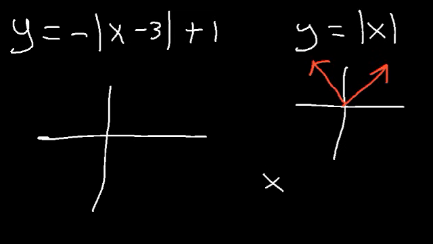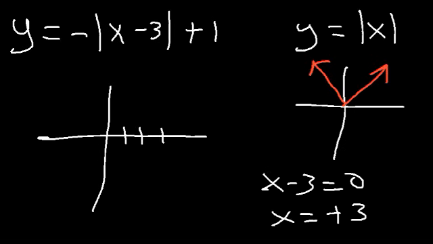If you set the inside equal to 0, you'll see that it's going to shift 3 units to the right. And we have a plus 1 on the outside, so the vertical shift is up 1. So the vertex of the graph is at (3, 1). Now notice that there's a negative sign in front of the absolute value. So instead of opening in the upward direction, it's going to open downward. So it's going to look like this.